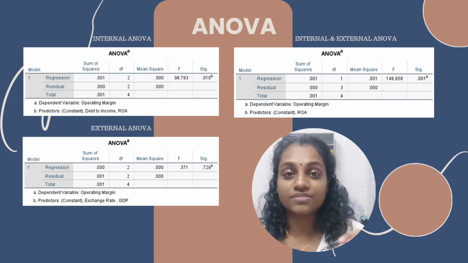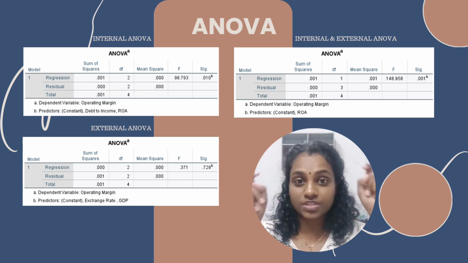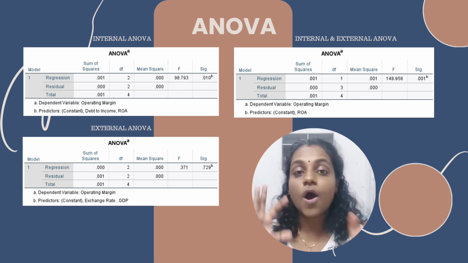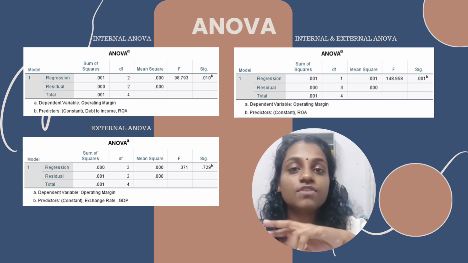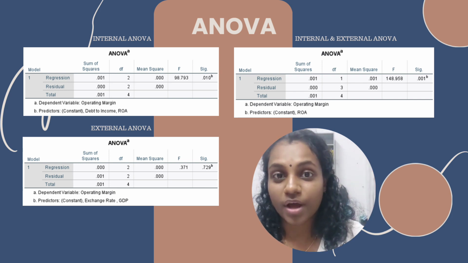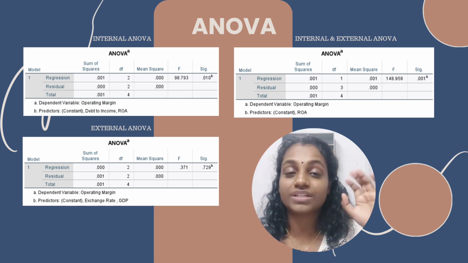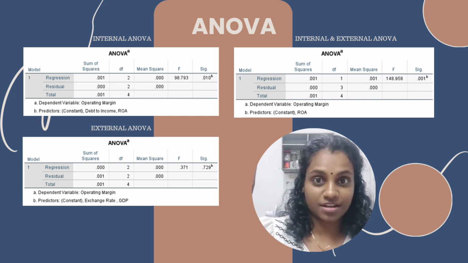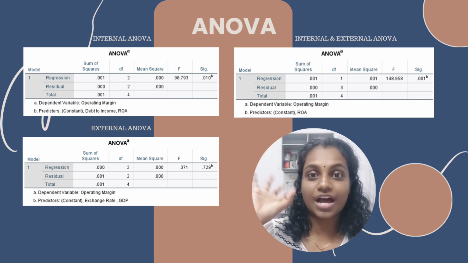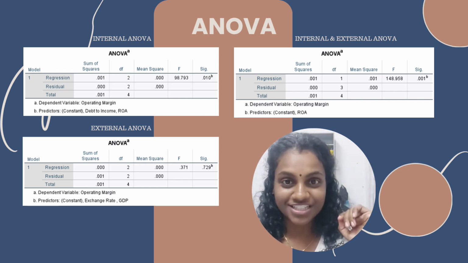This result reveals that the model is highly significant for predicting the dependent variable, operating margin, as indicated by the p-value of 0.0001. This underscores the statistical significance of the relationship between the independent variable, which is ROA, and the dependent variable, which is operating margin.